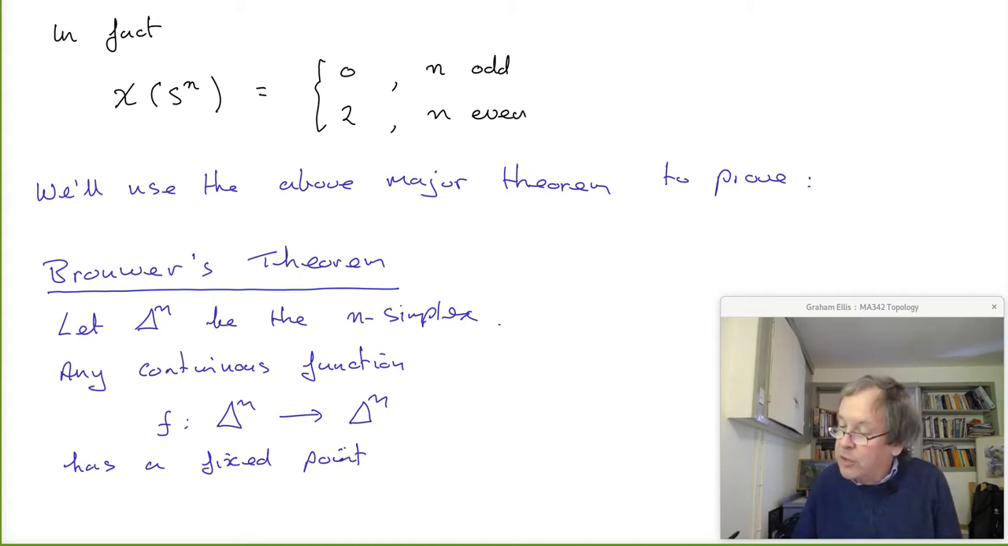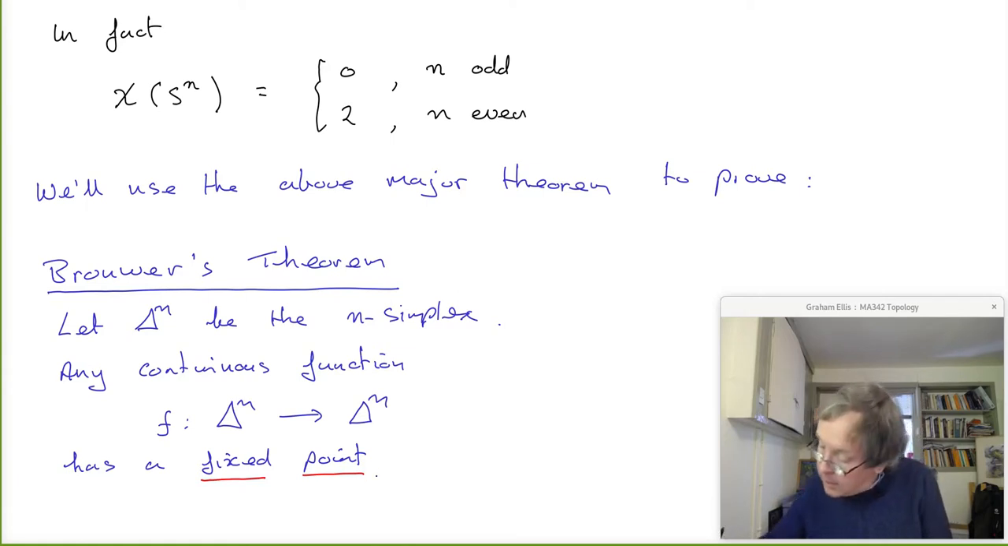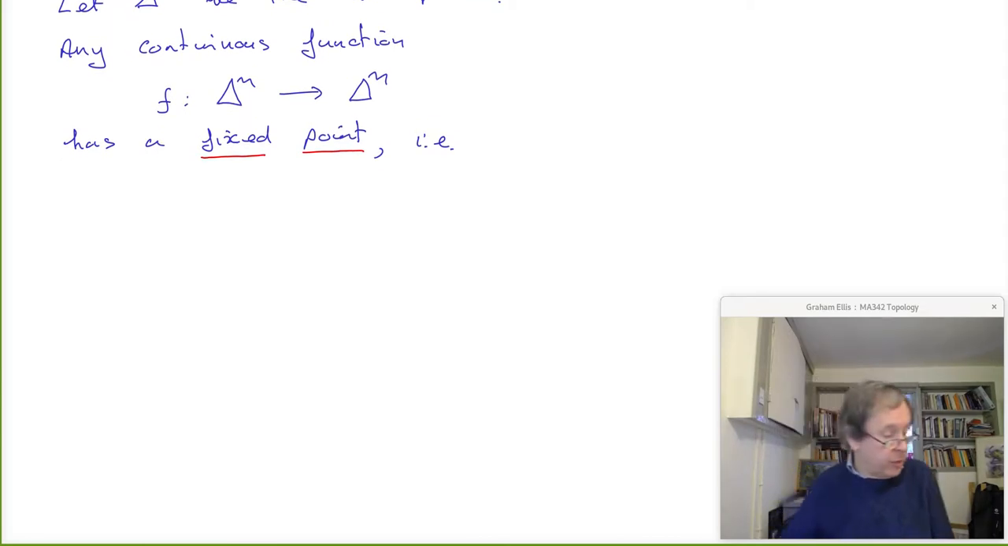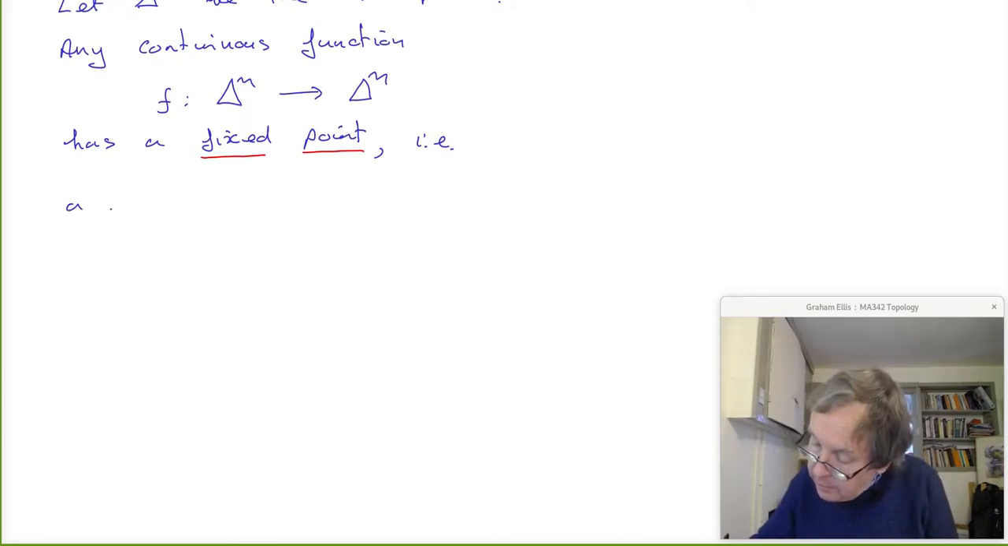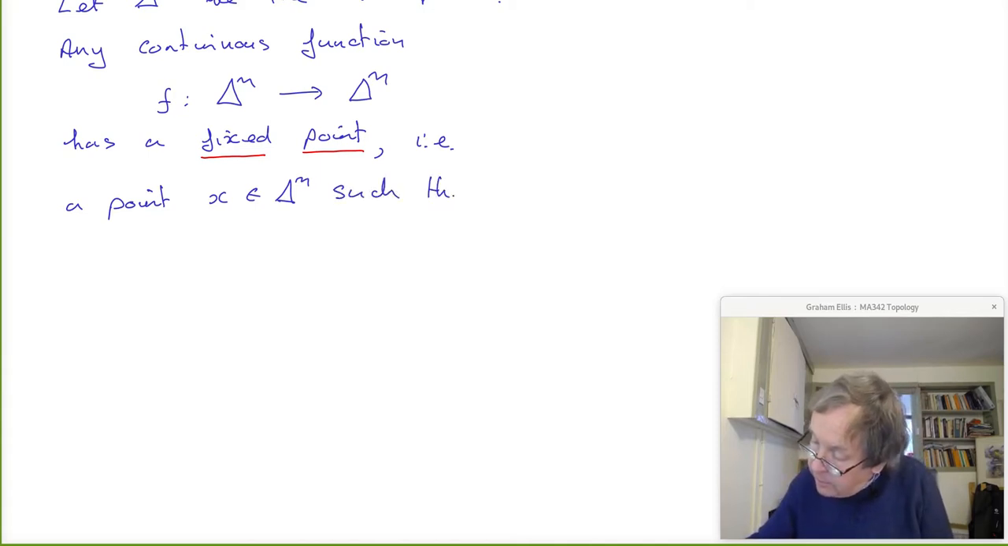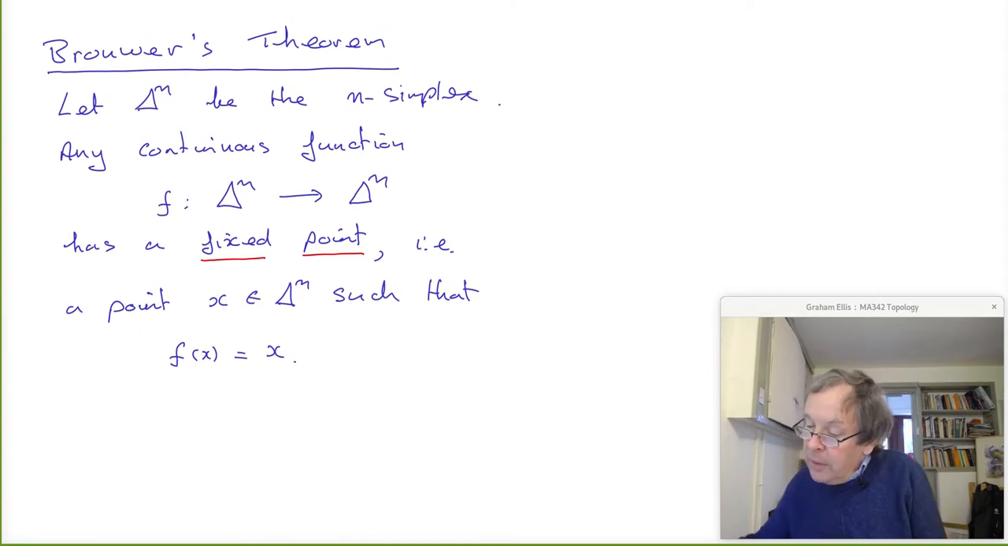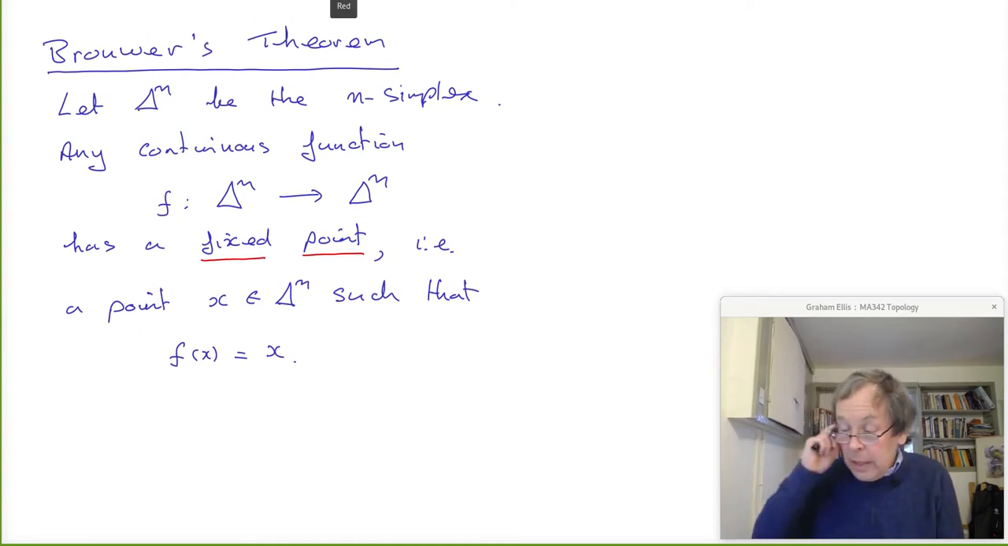Which raises the question, what on earth is a fixed point? What do I mean by a fixed point? A point x in the n-simplex such that f of x is equal to x. Now, that's Brouwer's theorem, and I'll talk more about it next time.